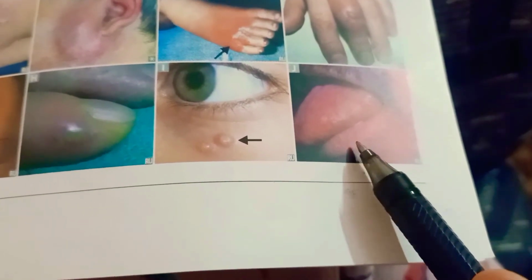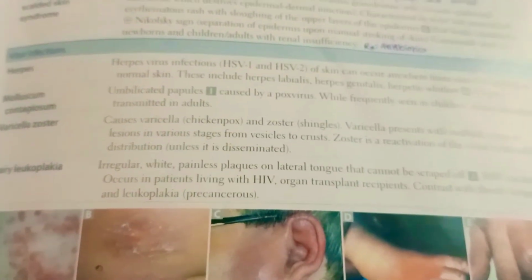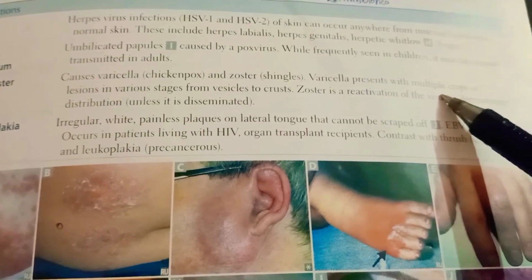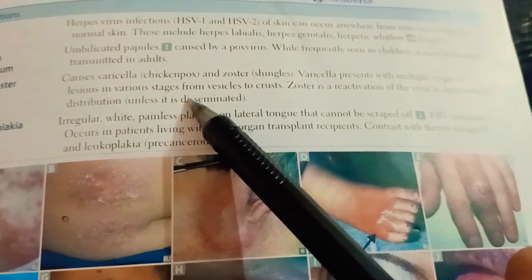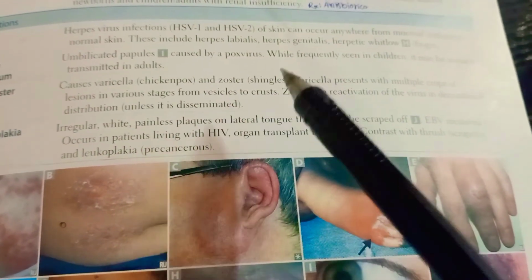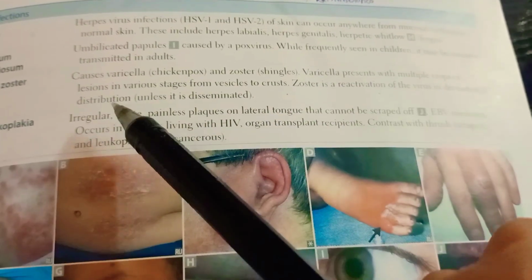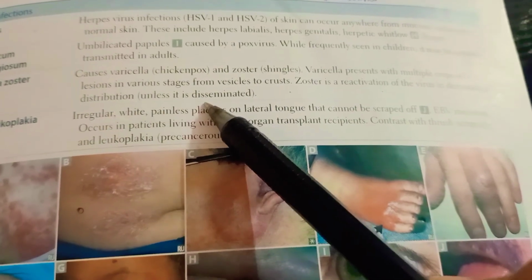Next, coming to varicella zoster, there is no diagram. Actually, it is caused by varicella, chickenpox, or zoster. They present with multiple crops of lesions in various stages, like you can find sometimes vesicle, sometimes crust. So zoster is reactivation of the virus in dermatomal distribution unless it is disseminated.